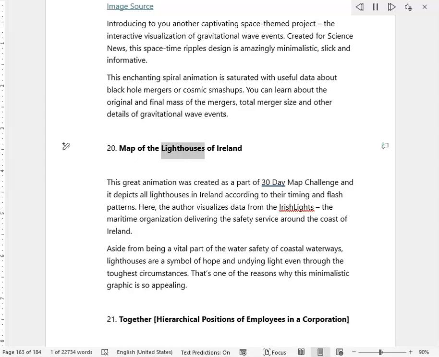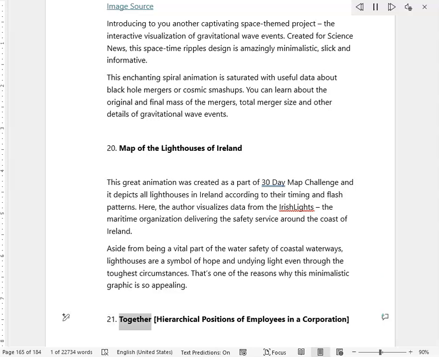20. Map of the Lighthouses of Ireland. This great animation was created as a part of 30-day map challenge, and it depicts all lighthouses in Ireland according to their timing and flash patterns. Here, the author visualizes data from the Irish Lights, the maritime organization delivering the safety service around the coast of Ireland. Aside from being a vital part of the water safety of coastal waterways, lighthouses are a symbol of hope and undying light even through the toughest circumstances. That's one of the reasons why this minimalistic graphic is so appealing.